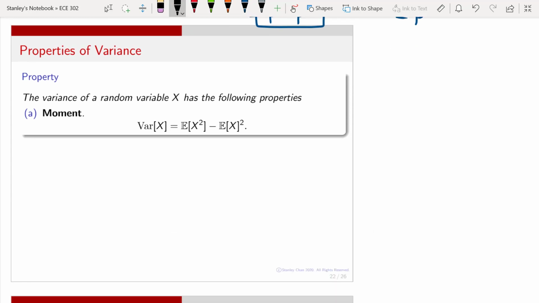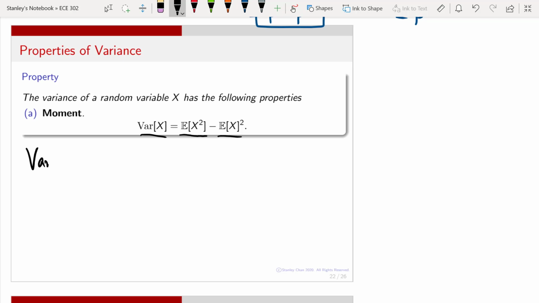Let me briefly talk about 3 simple properties of the variance, and then we can go back to the midterm exam problem that we introduced in the beginning of this lecture. The first property is that the variance can be calculated using this formula. On the left-hand side, you have the variance. On the right-hand side, you have the second moment minus the first moment squared.